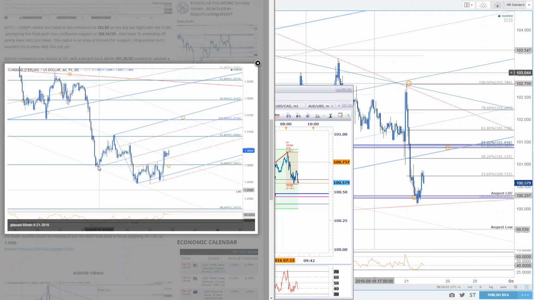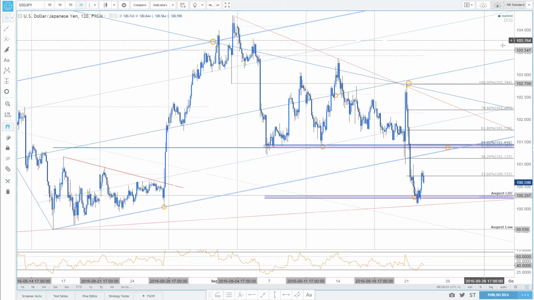So this is just a basic pitchfork off the lows we made for the start of the week, the high, the low that we made subsequent. You can see some sliding parallels here, catching some really nice wicks. Here's what the British pound looks like right now.